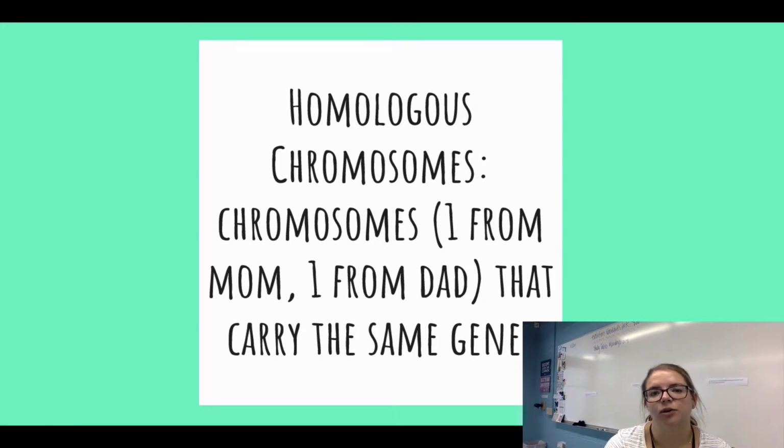But the homologous chromosomes are the matching chromosomes. So number 3 and number 3 are homologous. Your X and your other X, if you're female, are homologous. Those are your homologous chromosomes.